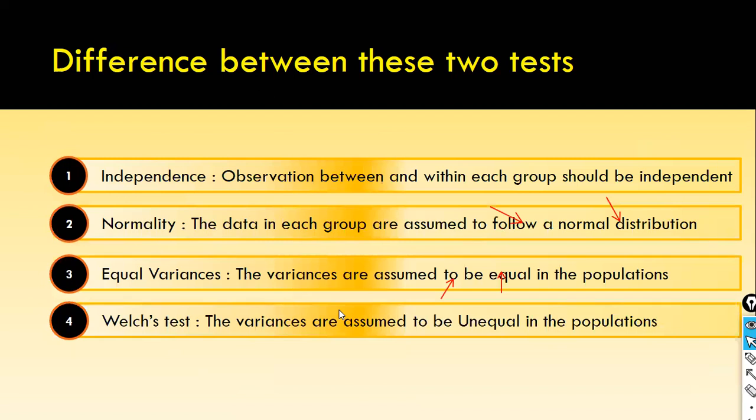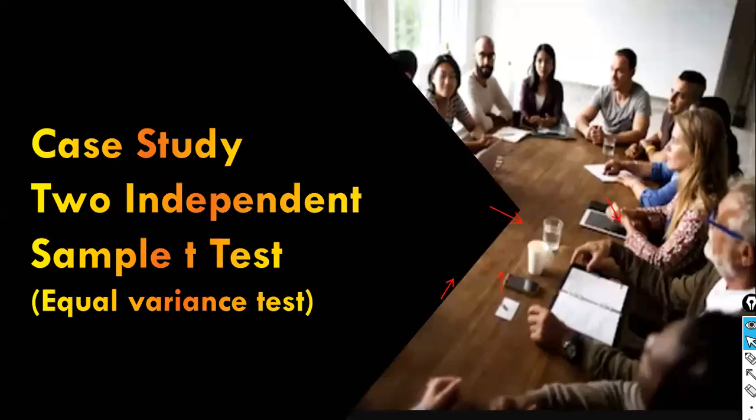And when it comes to assumptions, what are the assumptions both tests make? Both of them make the same assumptions. The observations within each group should be independent. The normality is almost the same for everything, right? Even in the case of the Z distribution, we are assuming that the population is normal, and the samples you draw are independent. But this is specific to the equal variances test: in the two independent samples, the variances are assumed to be equal in the population. In Welch's test, the variances are assumed to be unequal in the populations. These are the two assumptions we make.